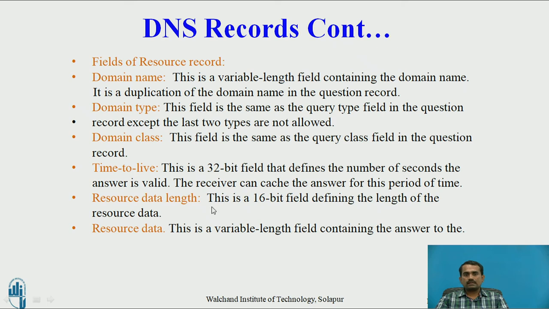Resource data length. This is a 16-bit field defining the length of the resource data. It means if the user has some data, we have to measure its length in this field, that is the resource data length. Next one is resource data. This is a variable length field containing the answer to the user. Whatever data the user wants to forward, the user can keep in the resource data field. We don't mention the size of the data because it is variable length. It may be less or it may be high.